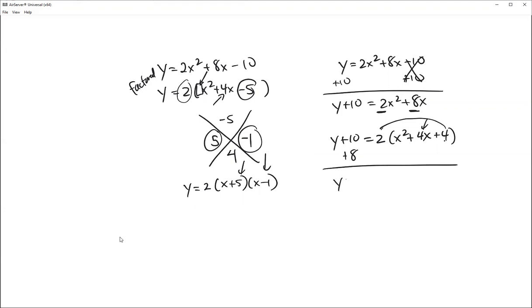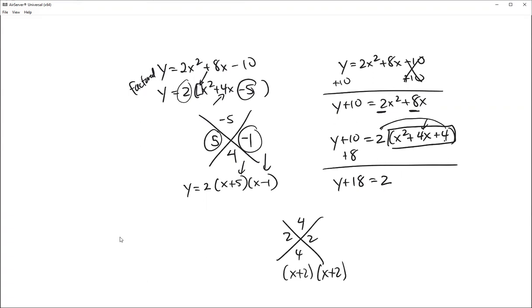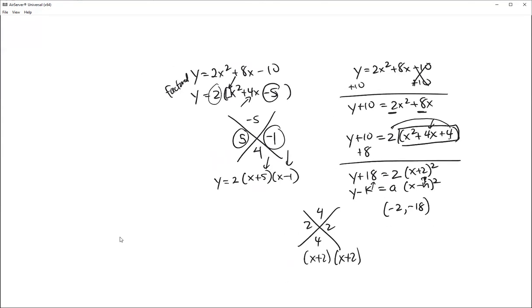So the final answer is y plus 18 is equal to 2. This portion right here, you're factoring it, and it's 4 and 4, so it's going to be 2 and 2. So it's going to be x plus 2 times x plus 2, which is x plus 2 squared. And remember that the vertex form is y minus k is equal to a times x minus h squared. The h is the x coordinate of the vertex, so that is negative 2, and k is negative 18. So that's our vertex here. All right, I'm going to keep going so I can finish this video.